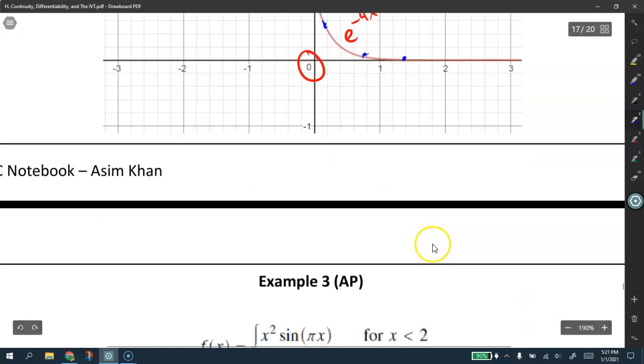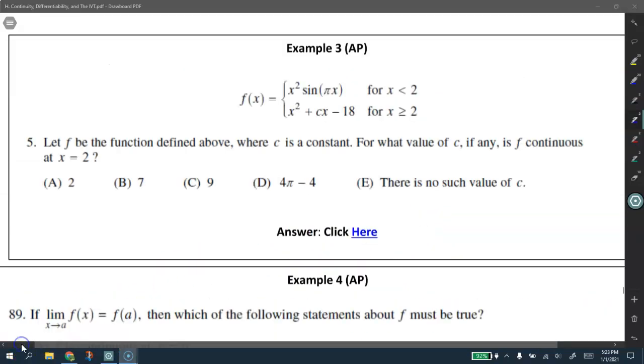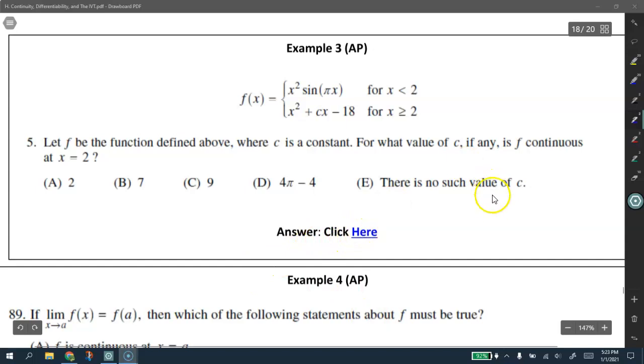All right, I'd like to pause here and allow you the opportunity to try example 3 by yourself. And remember, these are the examples where if you simply click on the link, it'll take you to a video that shows you how to solve it.